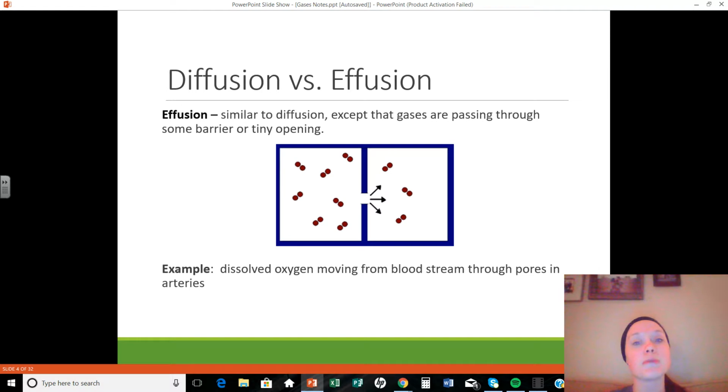Okay. Another good example of effusion is when you're breathing. As you're breathing air in, gases effuse across the boundary of your capillaries or your blood vessels. So the oxygen will go from inside of your blood vessel, pass over that boundary of your blood vessel wall into the cells of your body. Okay, that's another good example of effusion.